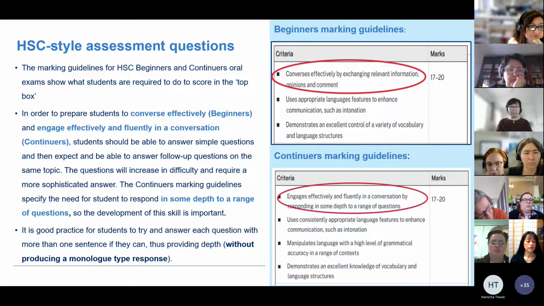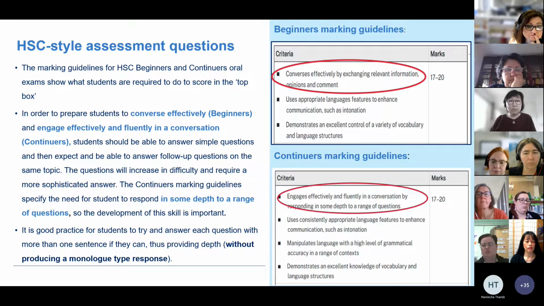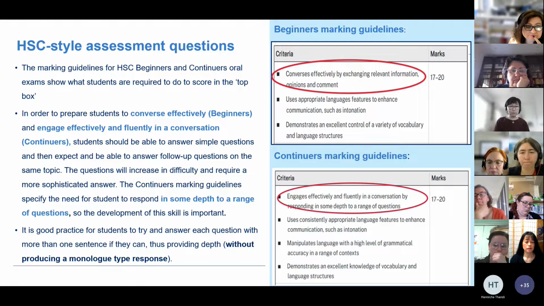So, HSC style assessment questions. The marking guidelines for HSC beginners and continuers oral exams show students what they are required to do to score in the top box. In order to prepare students to converse effectively and engage fluently in conversation for continuers, students should be able to answer simple questions, and then expect and be able to answer follow-up questions on the same topic. The questions will increase in difficulty and require a more sophisticated answer.